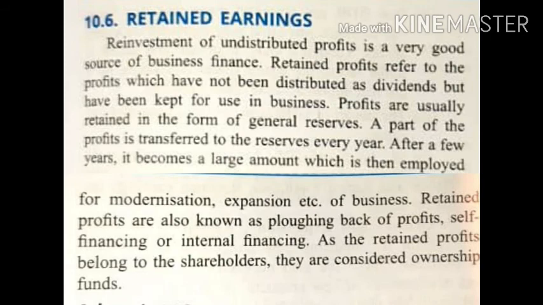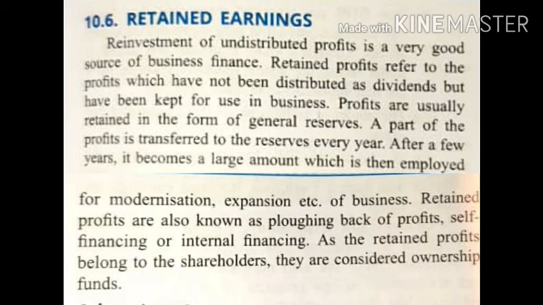Next, I move on to the concept of retained earnings. Reinvestment of undistributed profit. Undistributed profit means the profit which is not distributed in that particular year. So the amount of that profit is reinvested. It is a very good source of business finance. Retained profit refers to the profit which has not been distributed as dividend but has been kept for use in the business. Profits are usually retained in the form of general reserves. A part of the profit is transferred to the reserve every year.